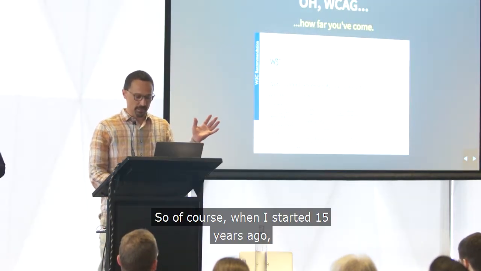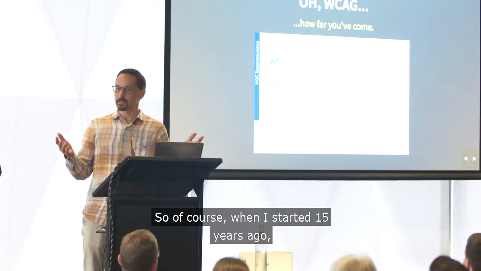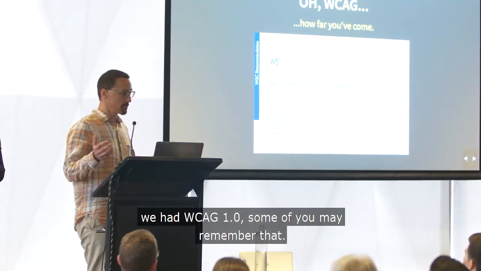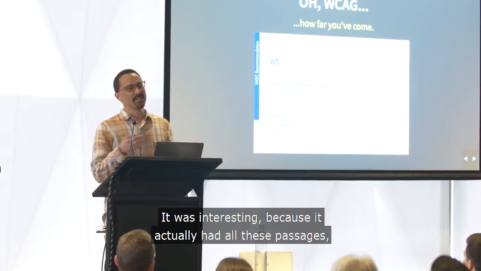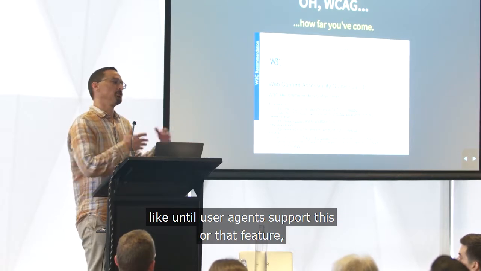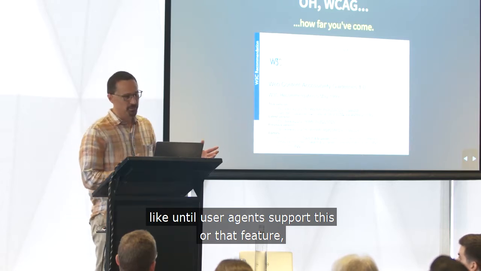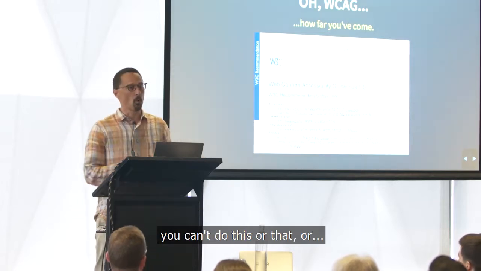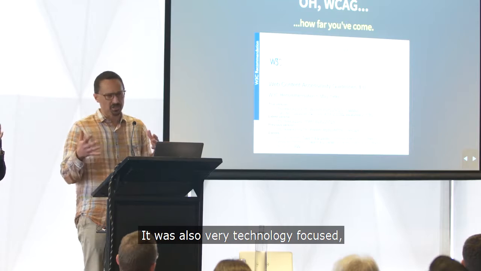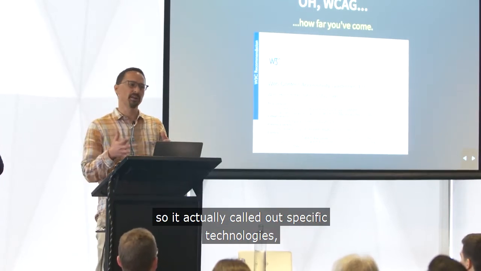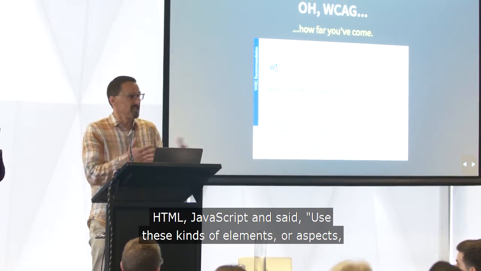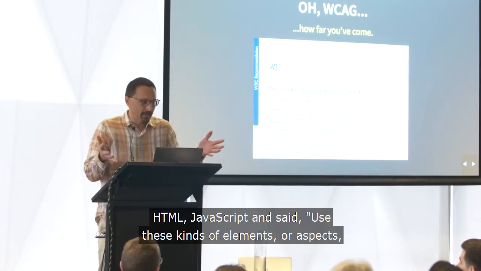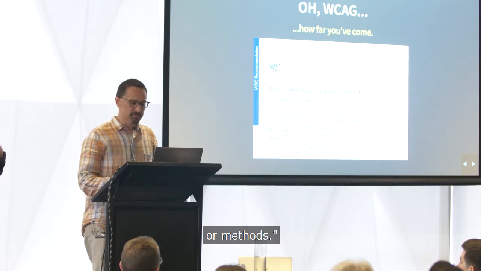So, of course, when I started 15 years ago, we had WCAG 1.0. Some of you may remember that. It was interesting because it actually had all these passages like until user agents support this or that feature, you can't do this or that. It was also very technology focused. So it actually called out specific technologies, HTML, JavaScript, and said use these kinds of elements or aspects or methods.